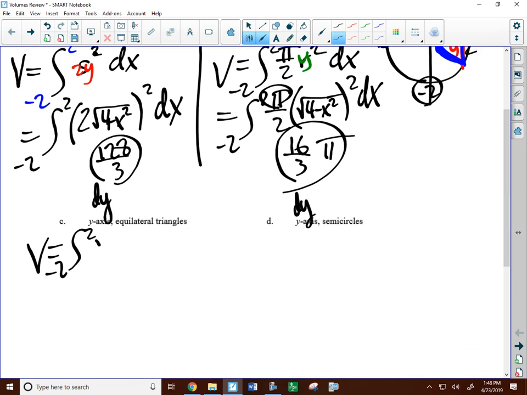Okay, equilateral triangle. The formula is square root of 3 over 4 s squared, where s is the side of the equilateral triangle. And we mentioned it's already a dy question.